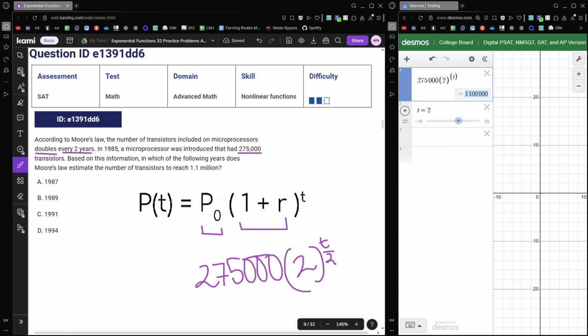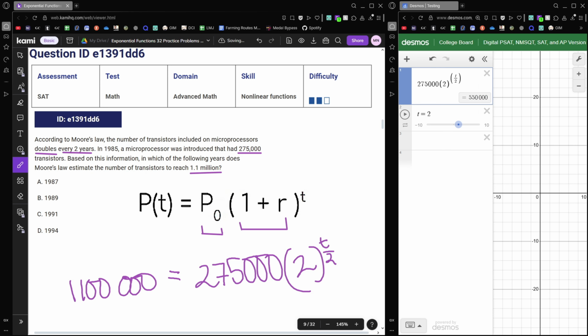Alright, and now they're asking us how long it takes to reach 1.1 million, so we're going to set this equal to 1.1 million. And now all we have to do is solve for t, and we can just put this back into Desmos. I'm going to put this over 2 again, and then instead of an equal sign, you want to put a tilde, and delete this t equals 2 because we're actually trying to find what the t would be equal to, and we get that t would be equal to 4. Now you notice that 4 isn't any of our answer choices, so what this means is that it will take 4 years. We know that the initial year was 1985, so 4 years after 1985 would be 1989.